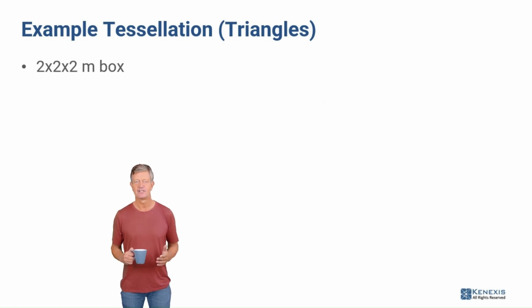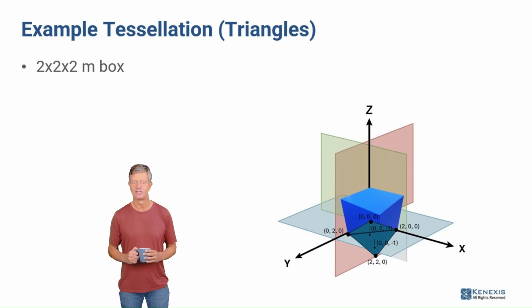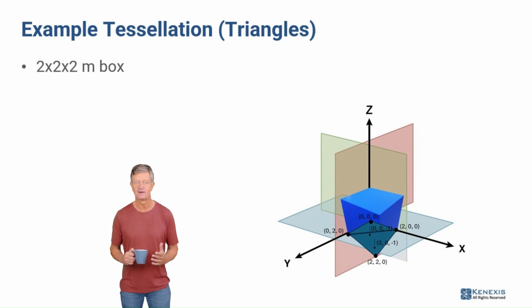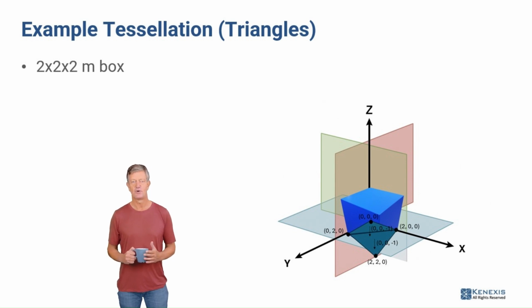The simplest representation of our box using tessellation would break each face up into 2 triangles, resulting in data representing 12 triangles. For the bottom face, the first triangle would have the first point at 0, 0, 0, the second point at 0, 2, 0, and the third point at 2, 0, 0. It would have a normal vector of 0, 0, negative 1. The second triangle would have the first point at 0, 2, 0, the second point at 2, 2, 0, and the third point at 2, 0, 0. It would have a normal vector of 0, 0, negative 1.